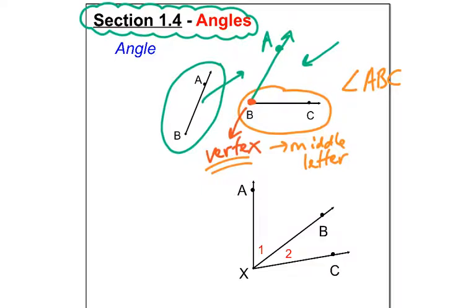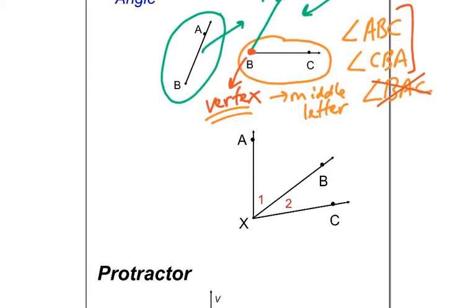Or I can also call this angle CBA because the vertex is still in the middle. But can you see, I can't call this angle BAC because A is not the vertex. So we're not going to use that. So the only two ways to call this guy would be angle ABC or angle CBA. But there's also a couple other ways to say it too.